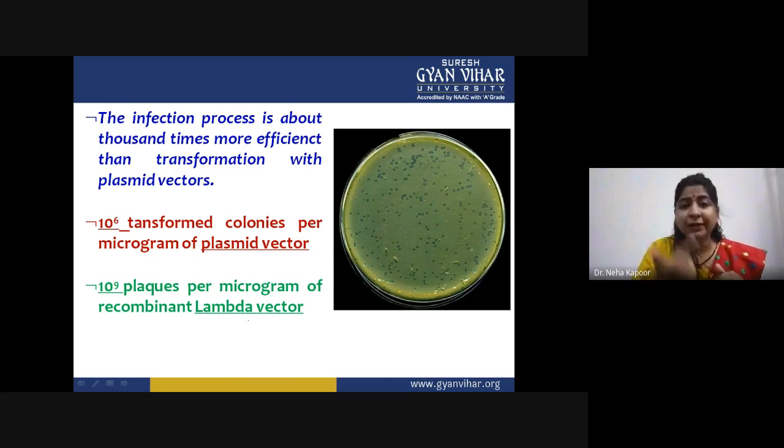But in case of bacteriophage, instead of colonies, plaque formation is there. As you can see, there are clear zones over here. These are known as plaques. So 10 raised to power 9 plaques per microgram of recombinant lambda phage can be obtained. That means the packaging and the infection cycle is quite efficient. That is why we are able to have large production of the cloned DNA.